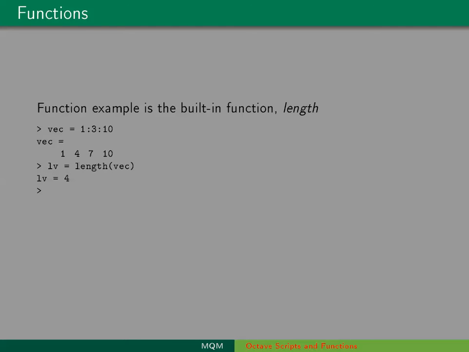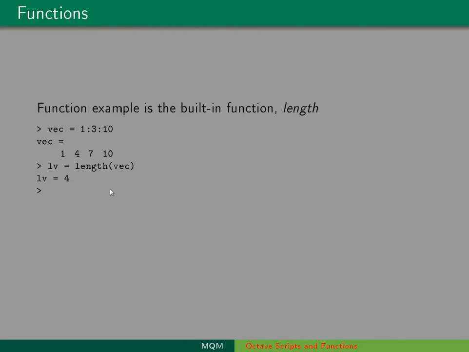So this function length takes in an argument, or an input, and the argument that it's working on is the vector vec, and then this function returns a value. And the value it returns is the length of that vector. So we're going to assign the return from the length function to the variable lv. After executing this line, our variable lv has the value 4 because the length of this vector is 4.